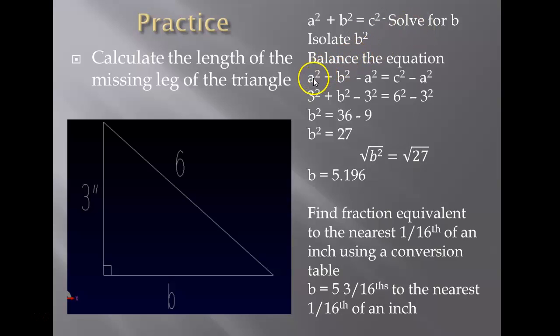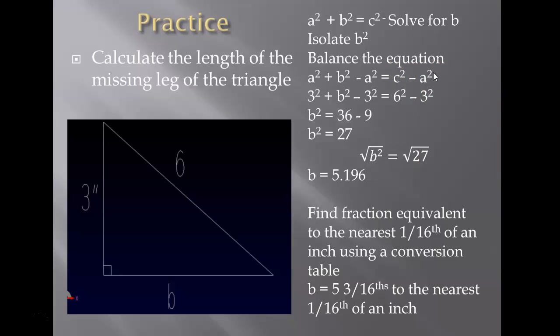So what I'm going to do is write the equation a squared plus b squared minus a squared equals c squared minus a squared, because I'm trying to get rid of the a squared, so all I'm left with is b squared on this side of the equation. And since I'm subtracting a squared from this left side, in order for that equal sign to be true, I have to subtract the same thing.